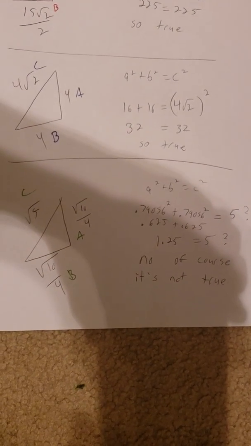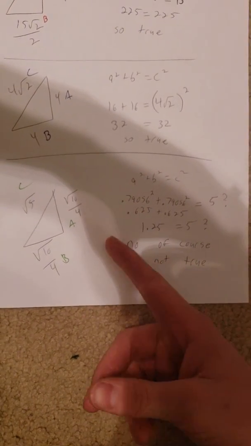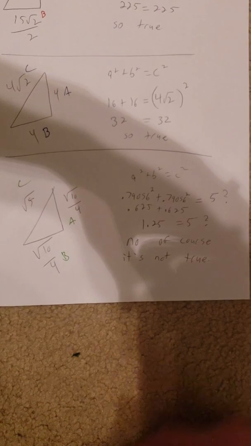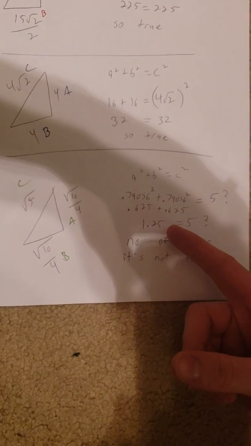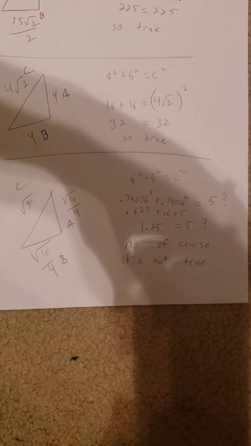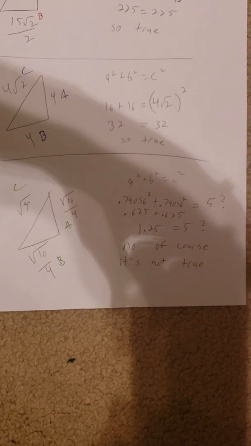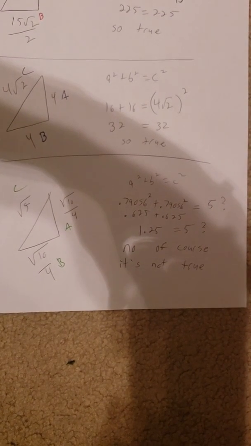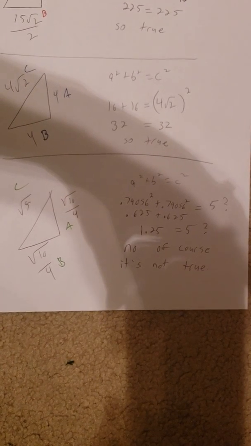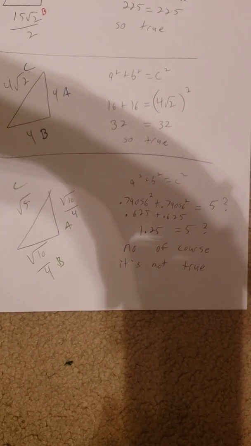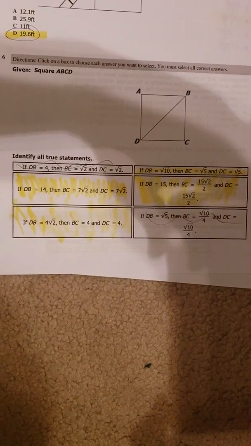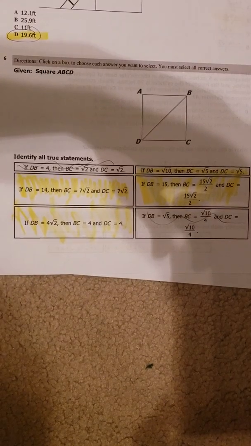So for this one, it's the same thing as our last ones. We're squaring our a and b sides, and that is going to give us 0.625 plus 0.625, and that is going to give us 1.25. Does that equal 5? No. Therefore, it's not true. So as you can see, all are true except for the first and last ones.